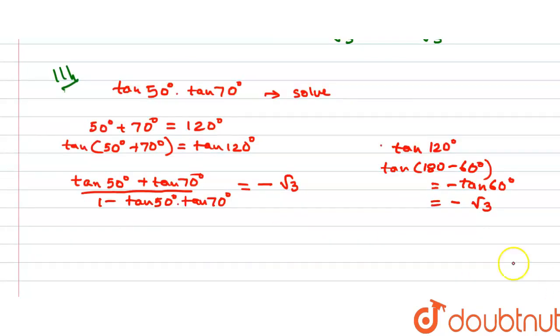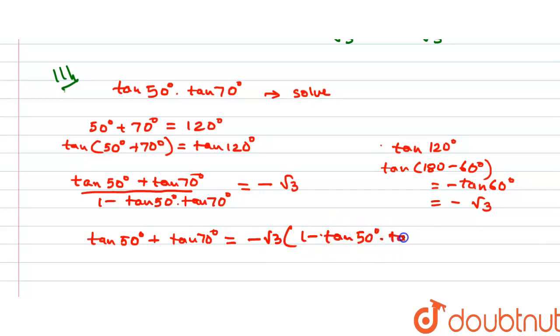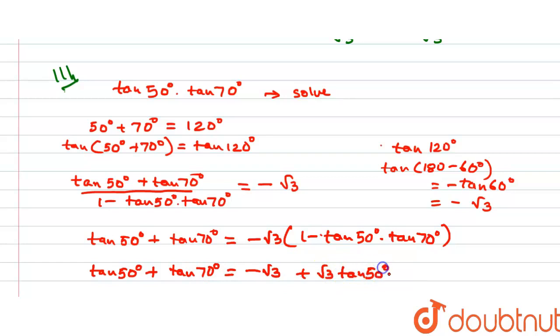Now let us cross multiply it. So here I will get tan 50 degree plus tan 70 degree, and that is equal to minus root 3 into 1 minus tan 50 degree into tan 70 degree. Now let us open the bracket first. So here tan 50 degree plus tan 70 degree is equal to minus root 3 plus root 3 tan 50 degree into tan 70 degree.